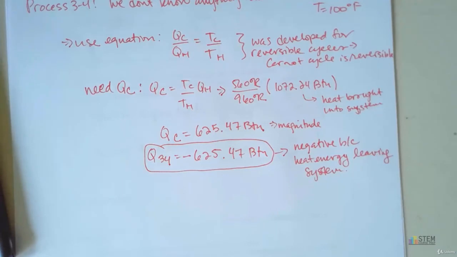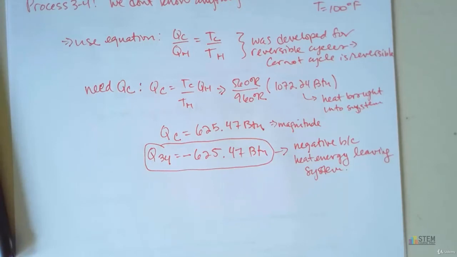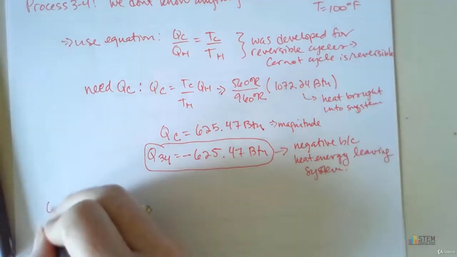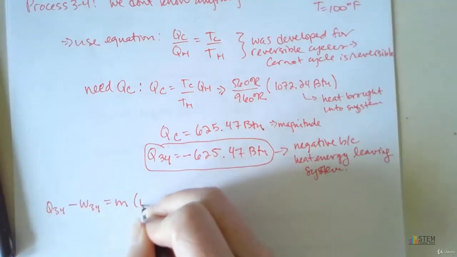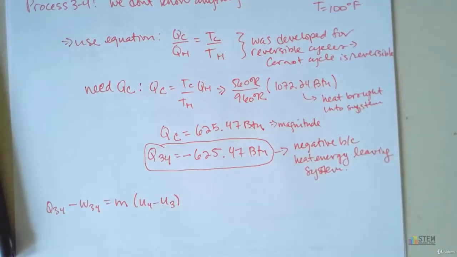All right, so now we got that. What else do we need here? We need work. Can't forget work. Now if we look at our energy balance equation, we got Q34 minus work for process 3-4. It's going to equal the mass times U4 minus U3. All right, so we don't know anything about U4 yet, so let's go ahead and find work first. And then we'll get an equation for that and we'll work through it, and then eventually we'll be able to solve this.